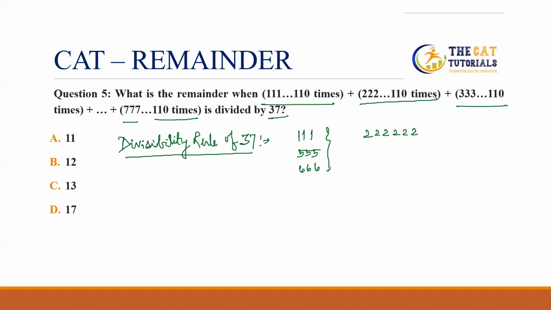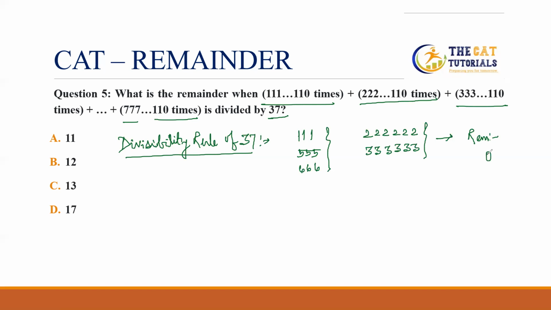These are the numbers which are divisible by 37. And if we write 333333, 6 times the 3, then definitely you can see that this is divisible by 37. So from here you get a remainder of 0, because these numbers are divisible by 37. So it will give you 0 as a remainder.